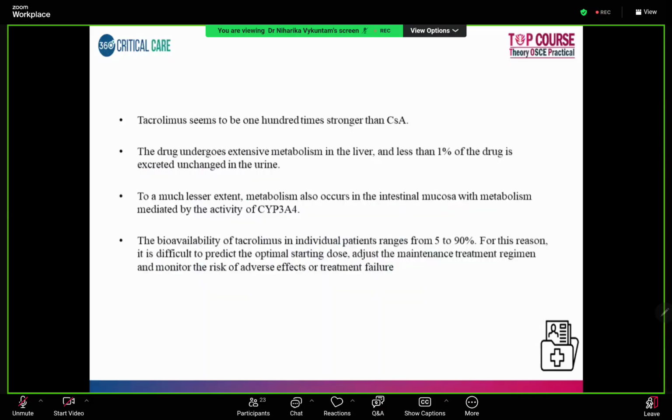As I told, tacrolimus is the most commonly used calcineurin inhibitor. It is 100 times stronger than cyclosporin A. It usually undergoes extensive metabolism in the liver and has less than 1% excreted into urine. To a much lesser extent, metabolism also occurs in the intestinal mucosa, which is mediated by CYP3A4. The bioavailability of tacrolimus is around 90% depending upon the individual, and for this reason it is difficult to predict the optimal starting dose, and hence the adjustment of the maintenance dose depends on the trough levels.